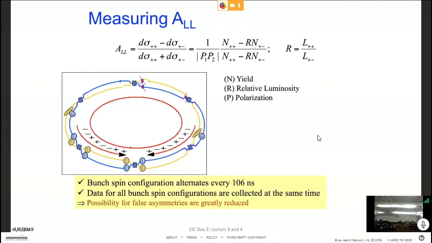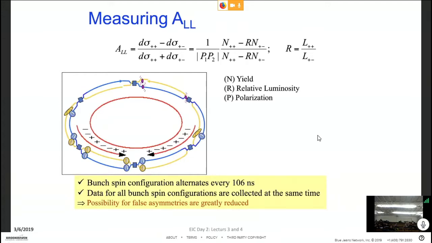The minus minus and the plus plus physics should be the same. Minus plus and plus minus, the physics should be the same. So then you can do all kinds of combinations. And since these combinations of different orientations happen in 100 nanoseconds, the detector for all practical purposes is the same between plus plus and plus minus.